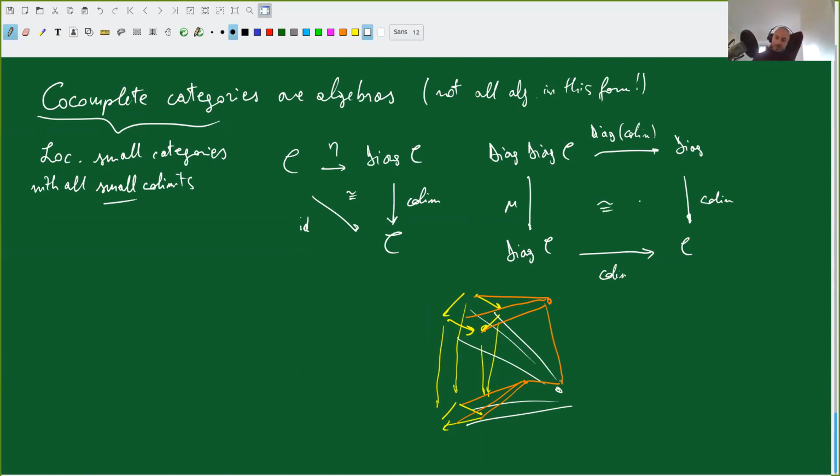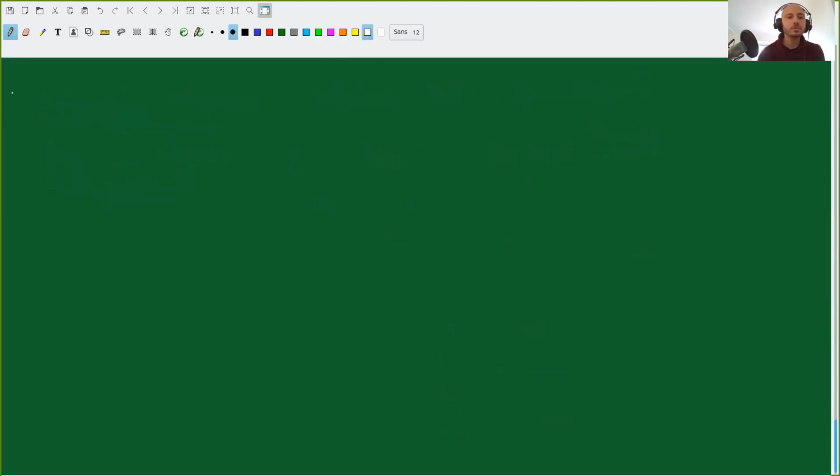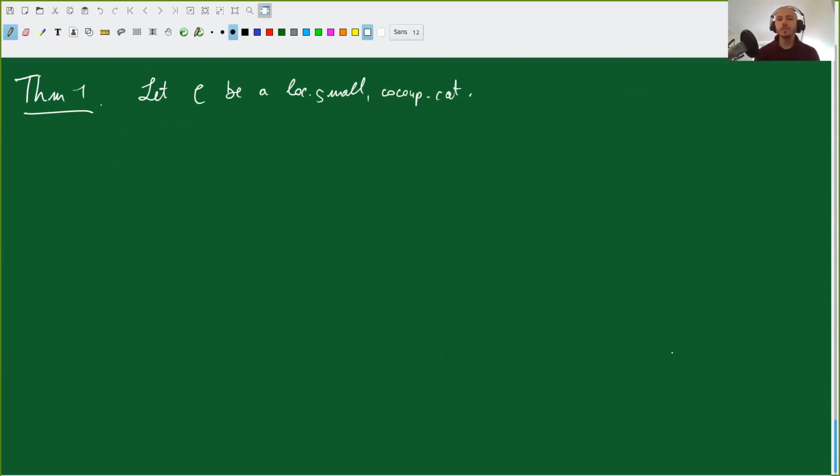Okay. Now you may recognize this starts to look a lot like what we were saying for Kan extensions. And this is indeed the case. So here's the first theorem. Let C be a locally small cocomplete category. Let D from I to C and E from J to C be small diagrams.